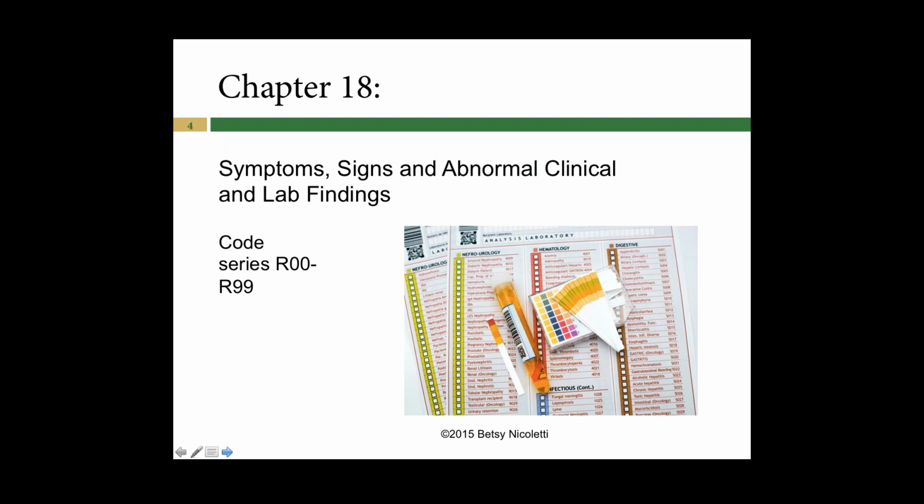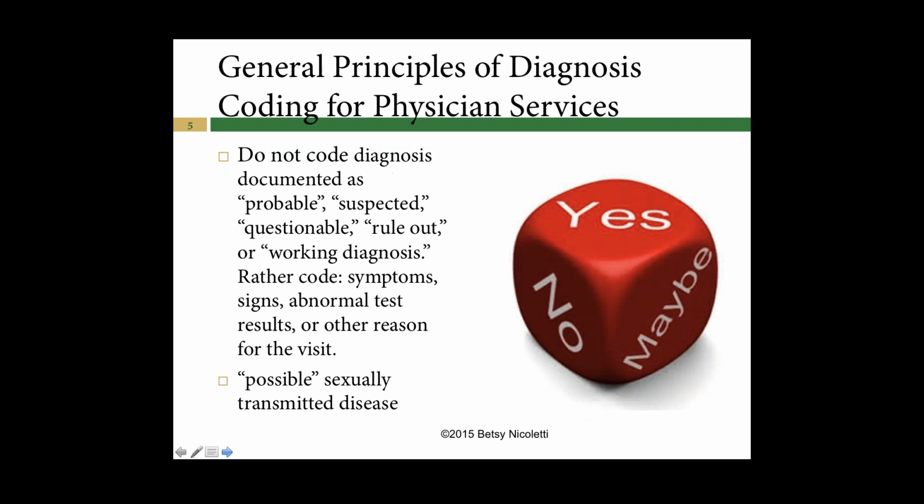Signs and symptoms are going to be no trouble for us whatsoever. Those are codes in the R00 to R99 category. And really, we're not going to have trouble with those codes. I'm just going to spend a little time on them. If you've been listening in, you've seen this slide before. And if you're an expert crack ICD-9 coder, you know these tenets to be true.